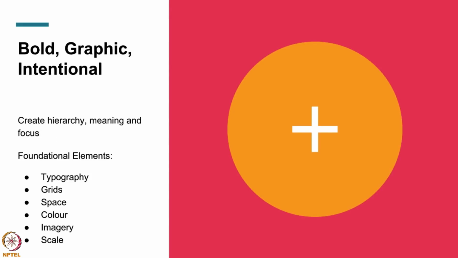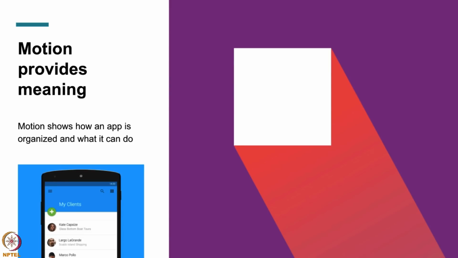The next one is bold, graphic, and intentional design. Bold design creates hierarchy, meaning, and focus. Decisions ranging from choosing the right colors to images spanning from edge to edge, large scale typography, and leaving white spaces intentionally help in achieving the goals of material design.